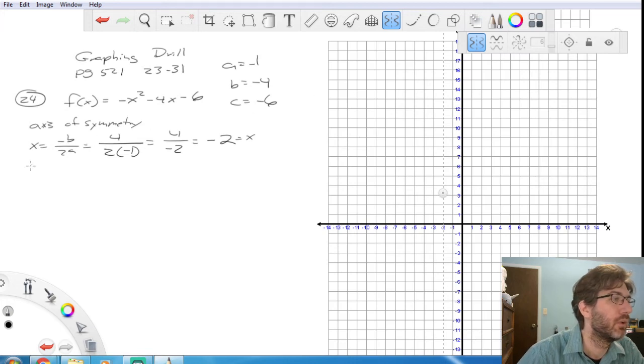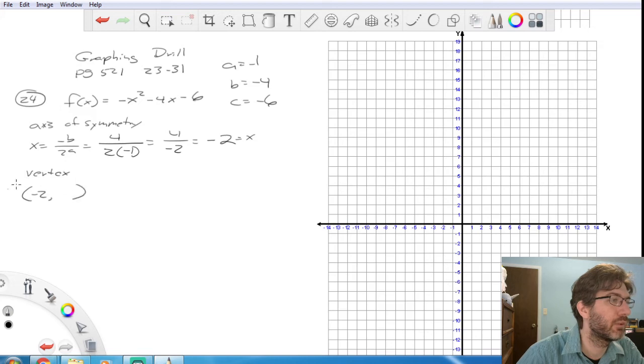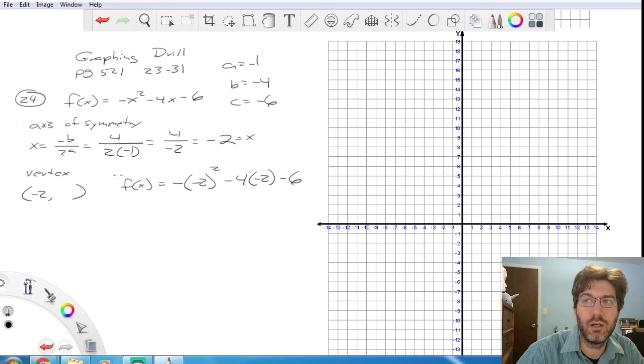Negative 2. Next, we're going to look for our vertex. Because we know the line of symmetry, x is at negative 2, our negative 2 is going to be our x value, and we're going to plug in negative 2 to our f of x here, and we're going to get our y value. Keep in mind, just watch your order of operations and watch your signs.